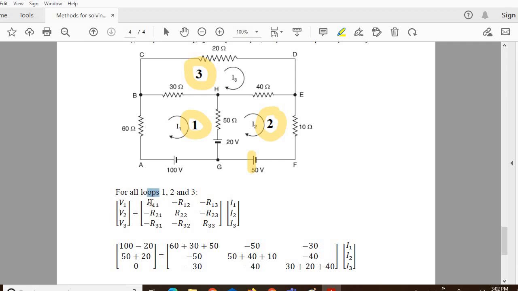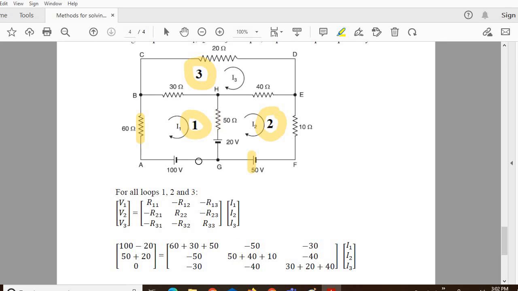Now what does this R11 represent? R11 represents the summation of all the resistances in the first loop. In the first loop we have 60 ohm, 30 ohm and 50 ohm, so I have taken the summation of 60, 30 and 50. Now for loops 1 and 2, R12, the resistance common to the first and second loop is 50 ohms, so it is going to be minus 50.